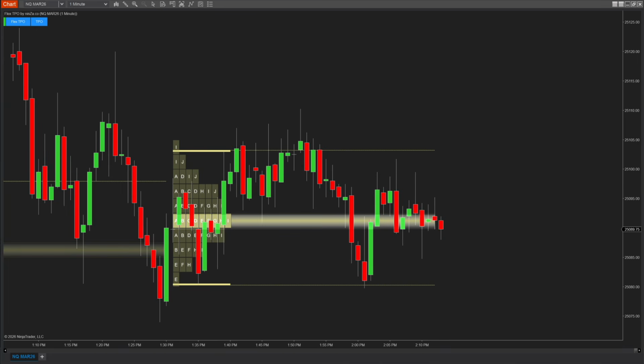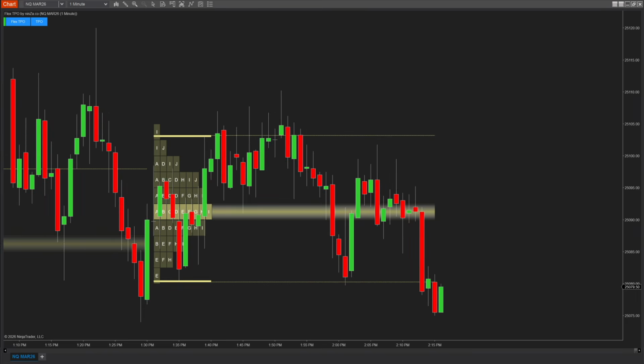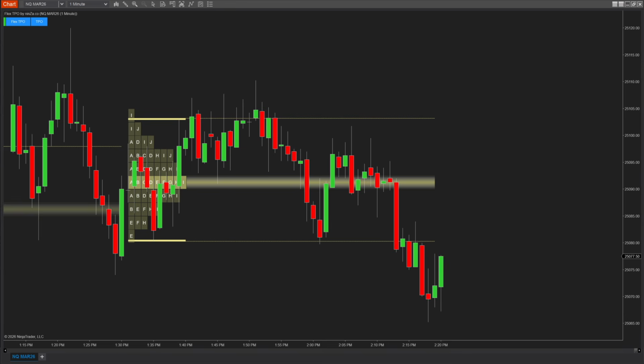Once the initial balance is finished, we can identify the POC of that initial balance. It's the price level most accepted by both buyers and sellers during that time.